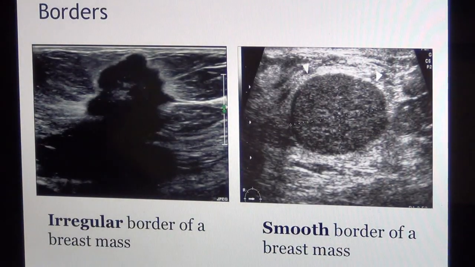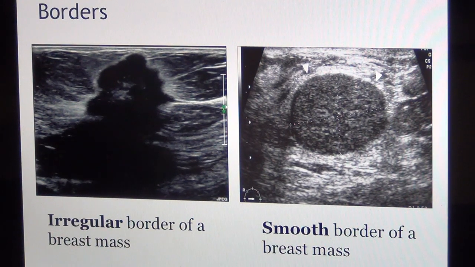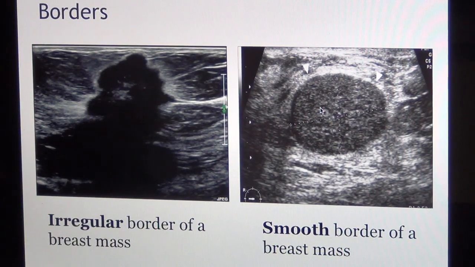Now, borders. Look at the irregularities and the smooth border. So let's describe first. Look at the smooth border. This is a very thin rim of the mass and very smooth, there are no irregularities. I will say this is pretty much benign. Yes, it looks benign. But here, look at the description of the border.